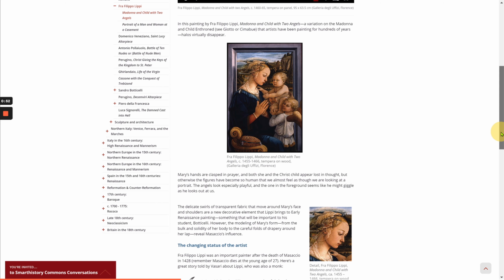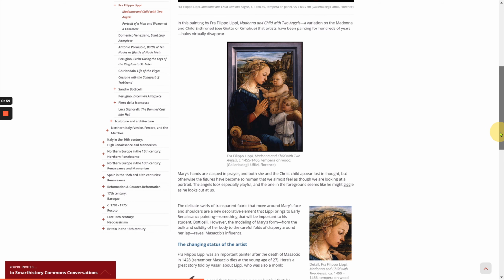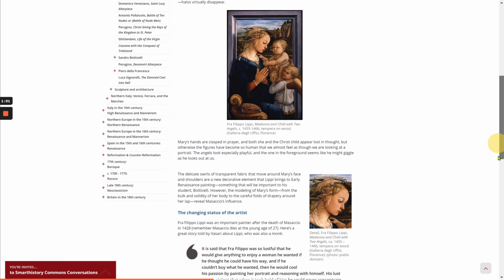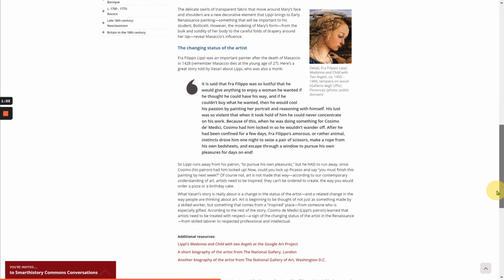Fra Filippo Lippi was an important painter after the death of Masaccio in 1428. Remember, Masaccio dies at the young age of 27. There's a great story told by Vasari about Lippi, who was also a monk. It is said that Fra Filippo was so lustful that he would give anything to enjoy a woman if he wanted, if he thought he could have his way.